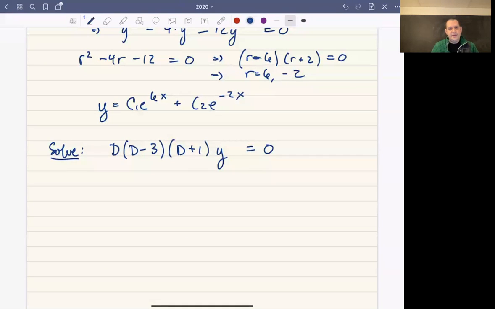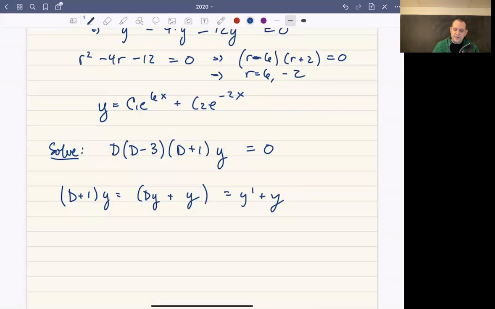Now, when I write it like this, I need to be, again, a little bit careful about what I mean here. When I write (D plus 1) y, what I mean is Dy plus 1y. So Dy plus y, and so that's y prime plus y. And likewise, (D minus 3) y would be Dy minus 3y. So y prime minus 3y, and so on.